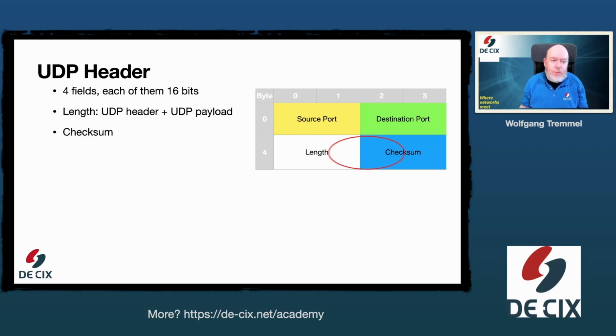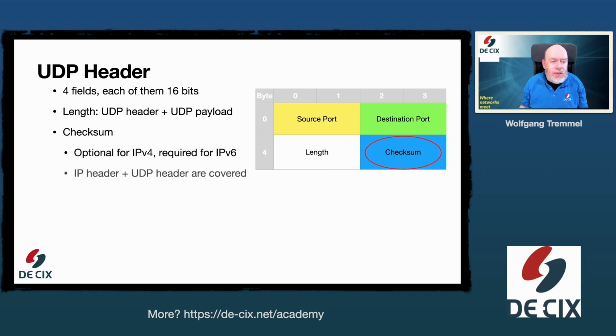Then we have the checksum field. The checksum field is optional for IPv4 because the IPv4 header itself has a checksum field. It's required for IPv6. The IPv6 header, the IP header, has not a checksum field, so it goes into the UDP header then. And the checksum calculates over parts of the IP header plus the UDP header.